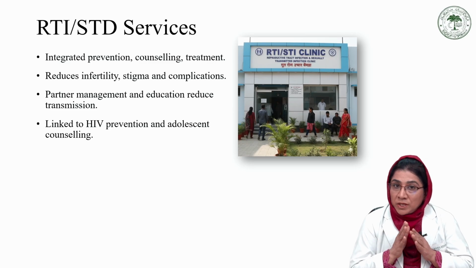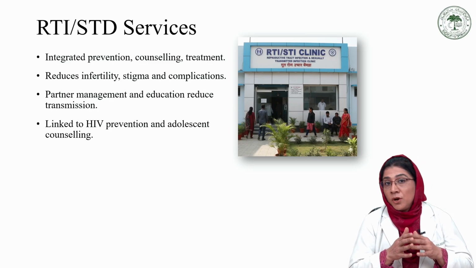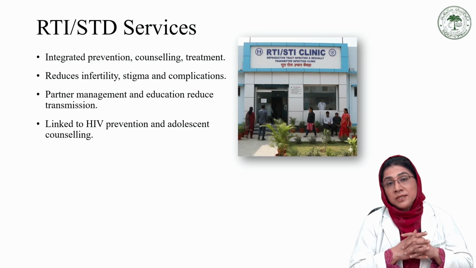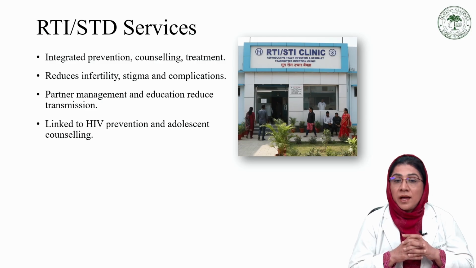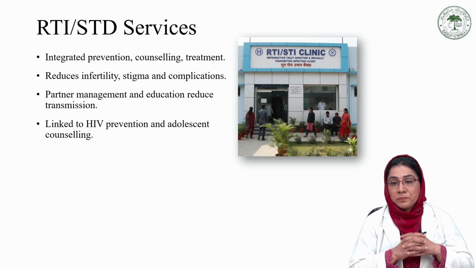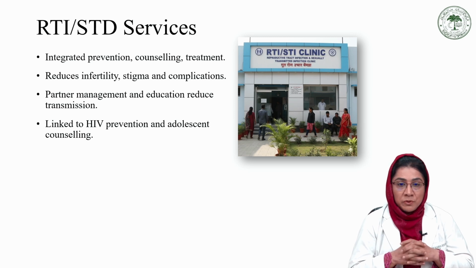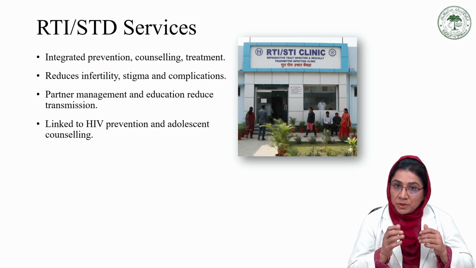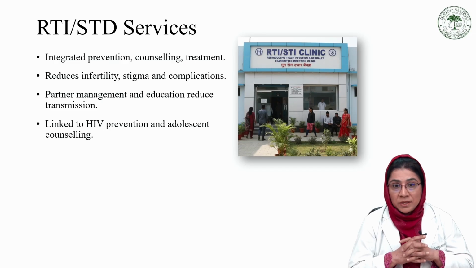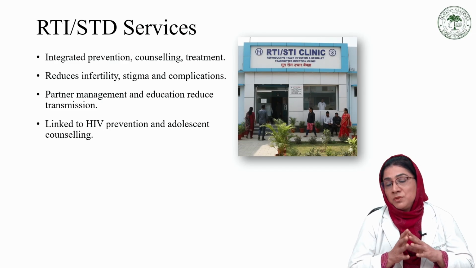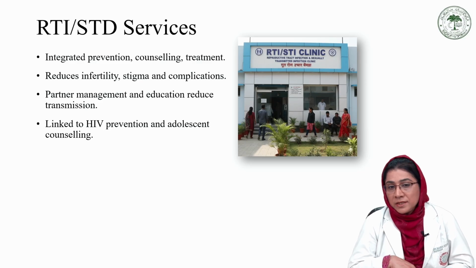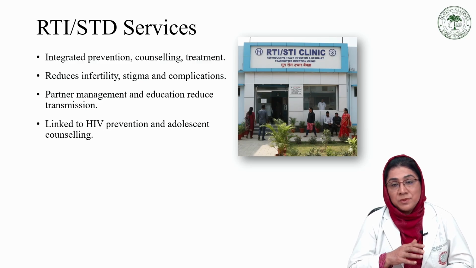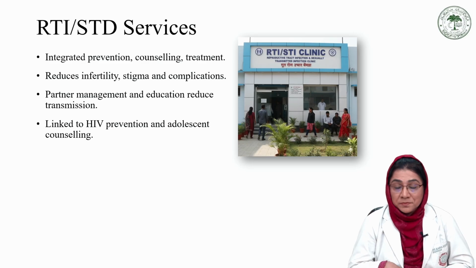RCH integrates prevention, testing, and treatment of reproductive tract infections and sexually transmitted diseases into primary care. This reduces stigma and makes help easier to access. Syndromic management helps providers act quickly even when labs are limited. Counseling and partner management reduces reinfection and transmission in the community. Linkages to HIV prevention and adolescent services ensure continuity. Addressing these conditions protects fertility, relationships, and overall well being of the family.